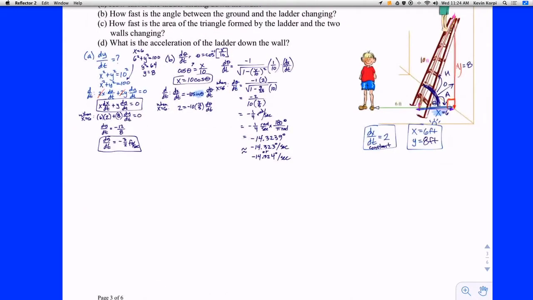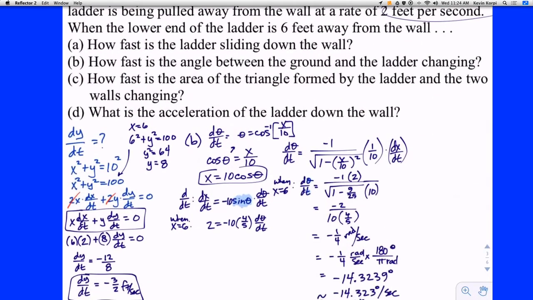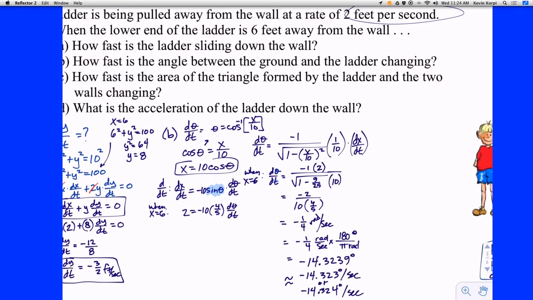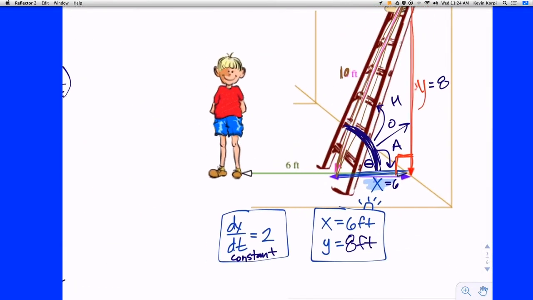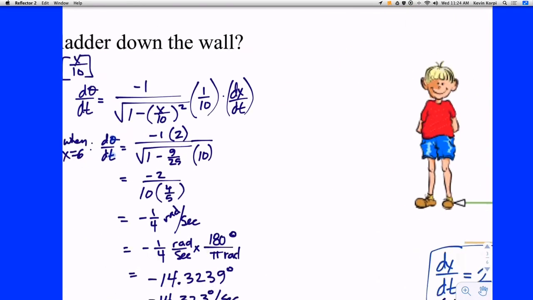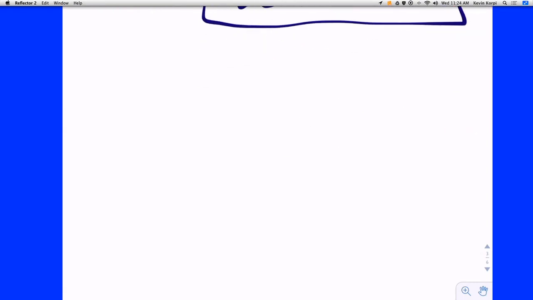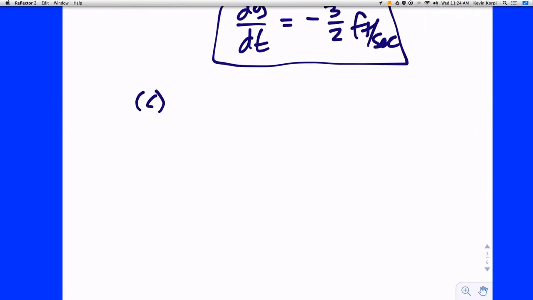Are we done with the problem? Not even. Yeah, we're halfway done. Part C, how fast is the area of the triangle formed by the ladder and the 2 walls changing? So the area, that's the whole thing right there, the whole area. Okay, well, let's call this part C right here. We're looking for the rate of change of the area. I'm going to call the area A. So we're looking for dA/dt.